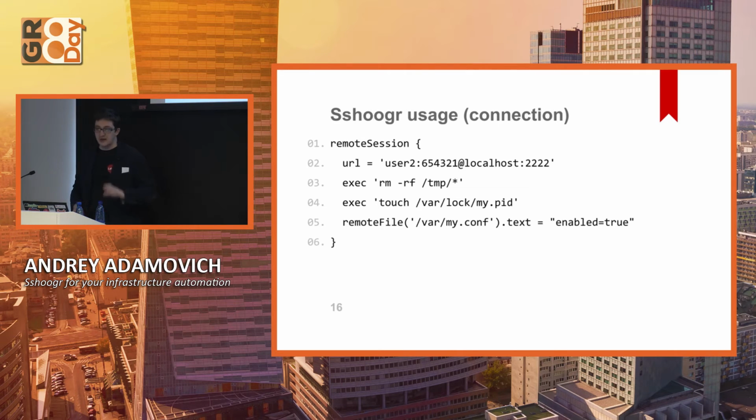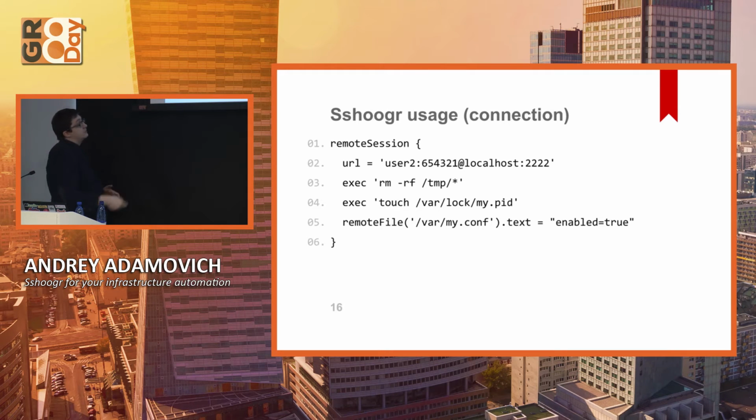And inside that closure, you have access to the Sshoogr DSL, which is primarily the exec method and the remoteFile and scp methods. So in this case, you see that you can just execute remote commands on some remote server, which is provided through a URL. And we wanted Sshoogr to reuse a lot of Groovy features, so we made some abstractions inside Sshoogr, for example, for remote file management.